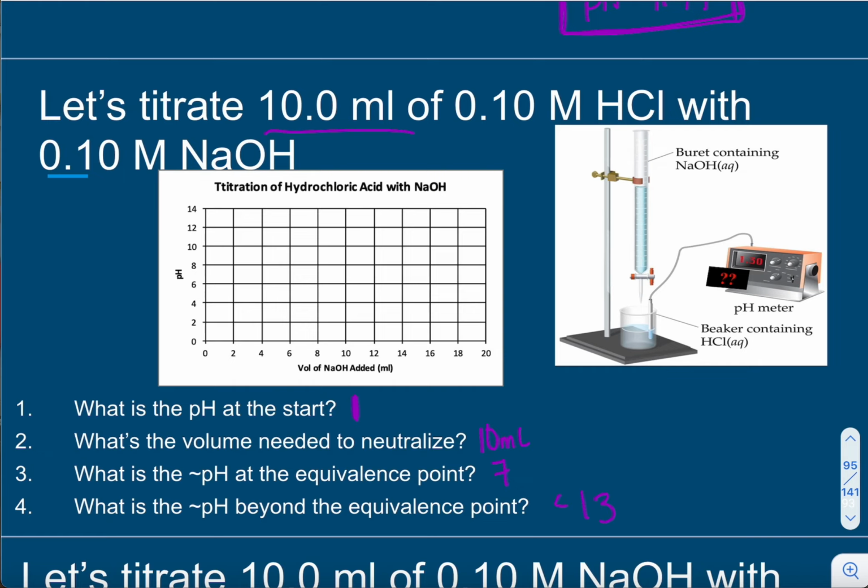Okay, so let's take a look at our points. At 0, we have a pH of 1. At 10, we have a pH of 7. And after that, we'll have a pH right about here. Okay? So all of your titration curves are going to take the same general idea. They have a little bit of a flat part at the top. They have almost a vertical part around the equivalence point, and then another curve to the flat part at the end.